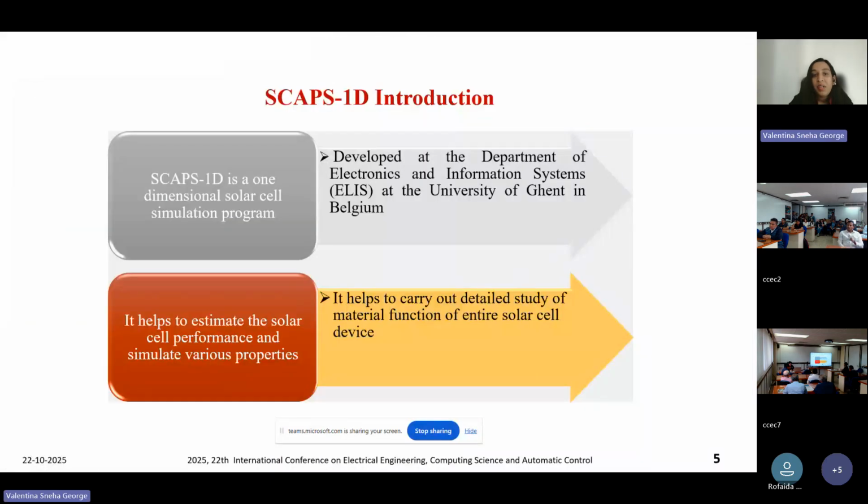So in our study, we employed SCAPS-1D simulation. SCAPS-1D is a one-dimensional solar cell simulator developed by the University of Gent, and it helps to carry out a detailed study of material function of entire solar cells, which is basically based on Poisson's and carrier continuity equations. And using this, we can predict the JV characteristics, generation and recombination profiles, band alignment, etc.